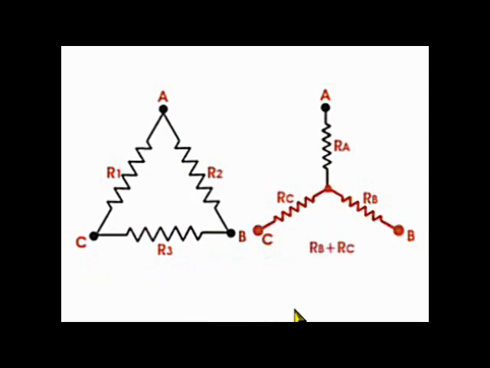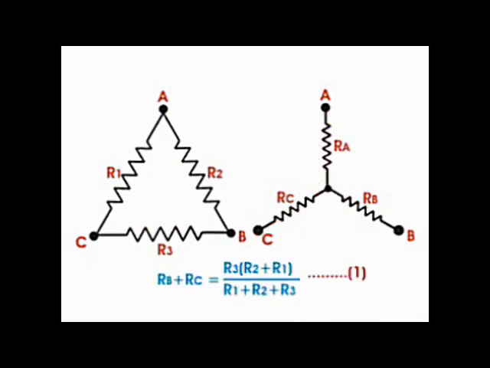Now, think about the resistance value of the star across same points B and C. As you see from the diagram, there are two resistors RB and RC across the points B and C. Hence, the equivalent resistance between these points will be series combination of RB and RC, and this is equal to RB plus RC. Here RA will not come into our calculation as it is just open circuited.